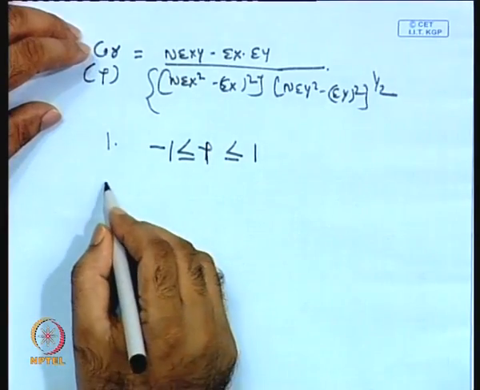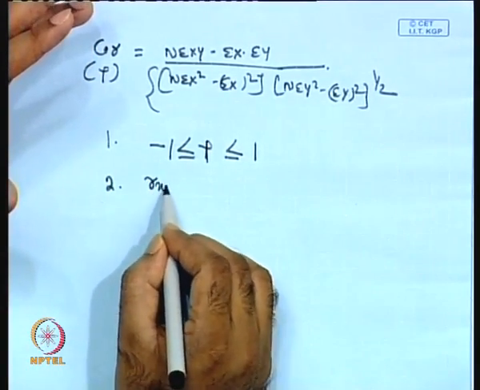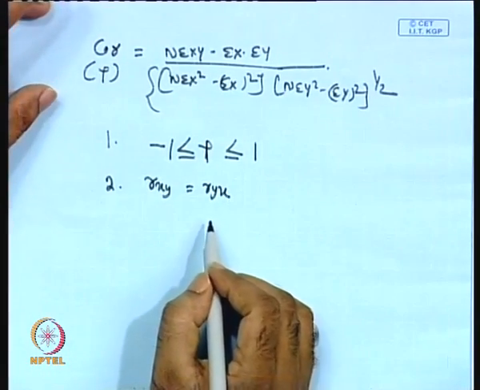So, if it is a minus value, then it is represented as a negative correlation, and if it is towards plus, then it is called a positive correlation. All right. Now, the second property is that the correlation coefficient is symmetric in nature: r x y is equal to r y x.